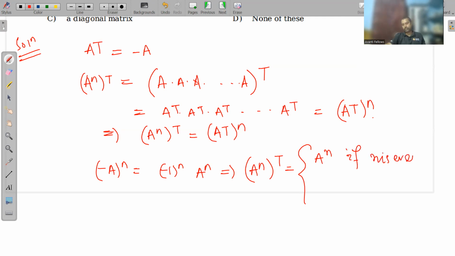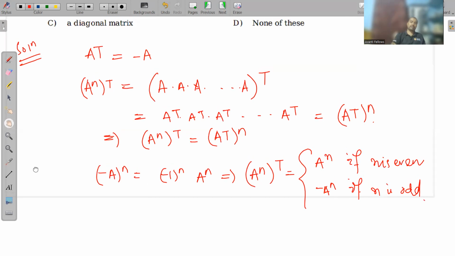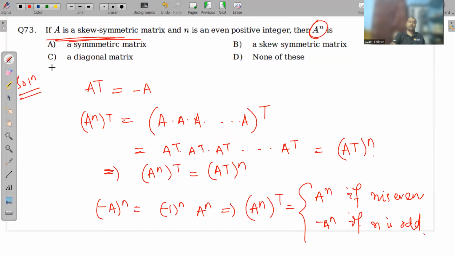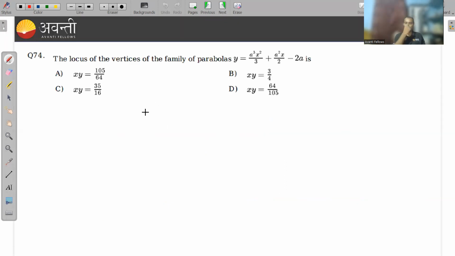It's a result we know, है ना, and it is minus A to the power n if n is odd, है ना. I hope all of you have understood this solution. So option A is correct. That is a symmetric matrix, है ना. A to the power n will be a symmetric matrix. Okay, let's move to the next question, 74.